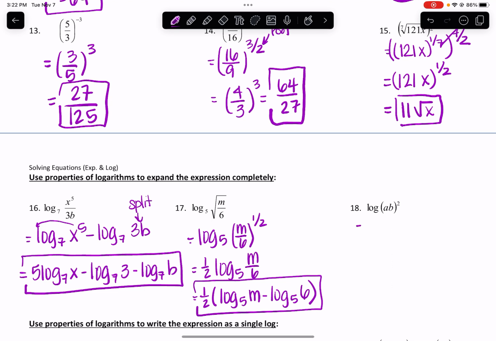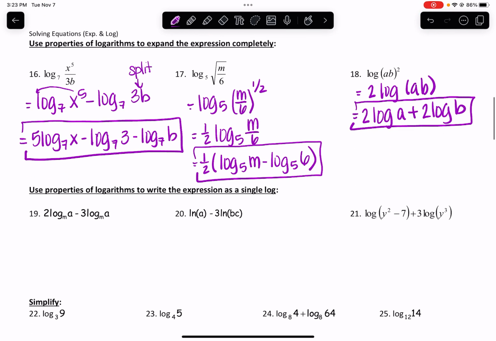Same thing on 18. Move the 2 to the front. And I'll show you the distribute on this one. Split that a times b with a plus sign. So I have the 2 times the log of a plus 2 times the log of b. And then there you are.